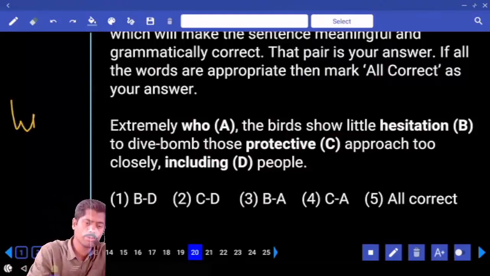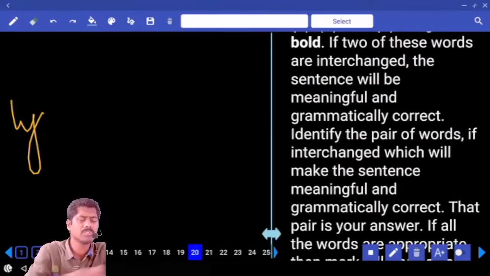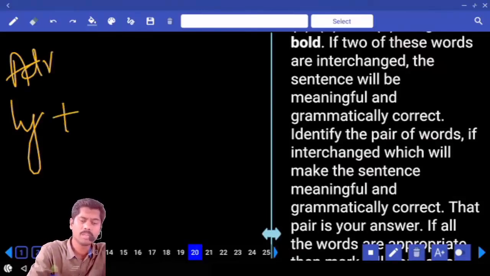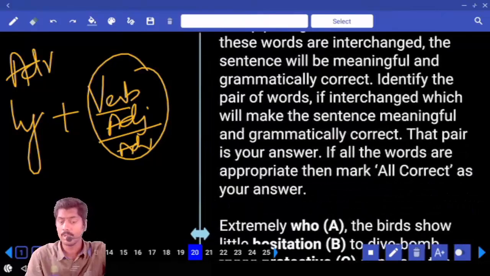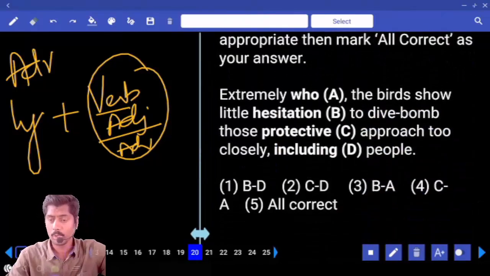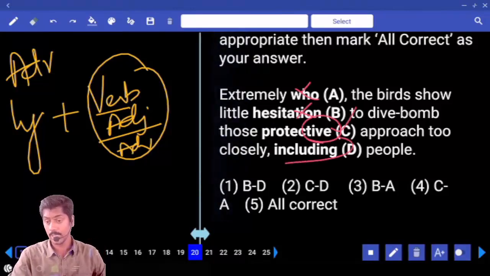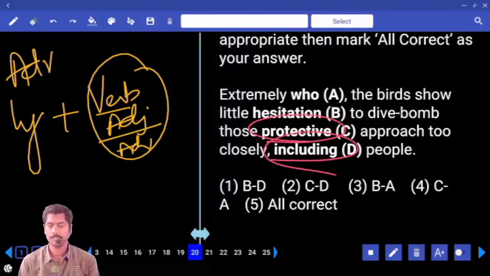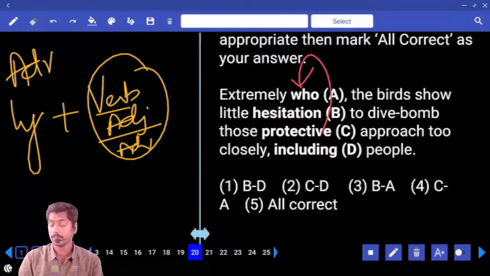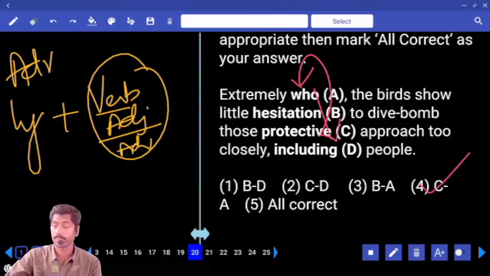Extremely, ly. If a word is ending with ly, 99% of the cases it is an adverb. The adverb's partner is either a verb or an adjective. Very rare cases, adverb also. But let me check. I need a verb, adjective, or adverb. Extremely who? No. ION, noun? No. Adjective IVE? Yes. Including? Yes. So, extremely protective, extremely including. Extremely protective, the birds show little hesitation to dive bomb those who approach. A, C, C, A, fourth option.